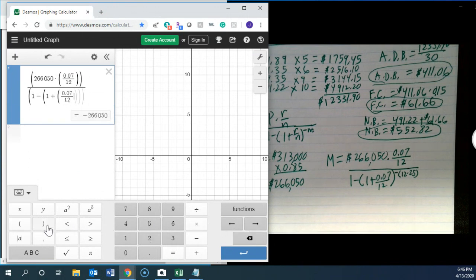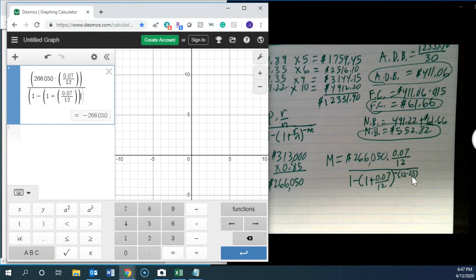And we will close that parenthesis. Now, when we close this parenthesis here, that just took care of the fraction. But we know 1 plus this fraction has to be in its own parenthesis. So we will hit another close parenthesis. So this parenthesis closes up this whole parenthesis here.